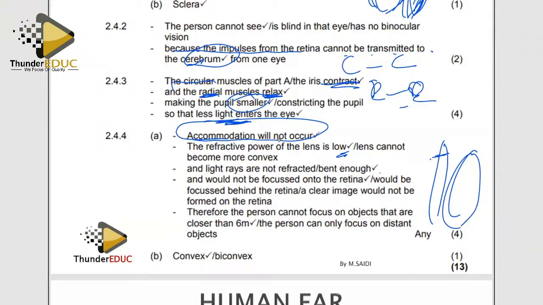Yes. So, meaning that if this is the retina, the image will be formed on this side instead of being here. So now they're saying that therefore the person cannot focus on objects that are closer. You see, you cannot focus on objects which are near. You can only see objects which are at a distance. Why? Because the lens is less convex.